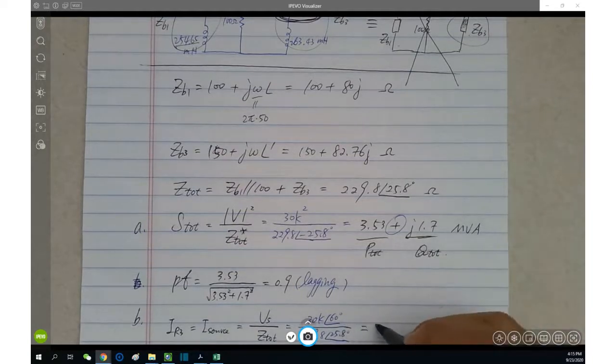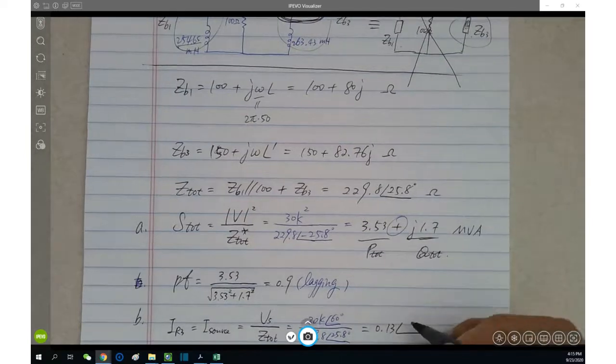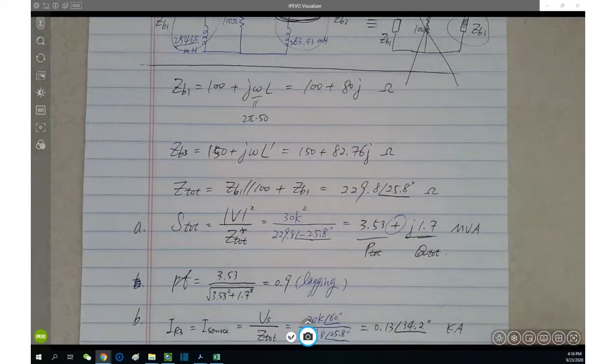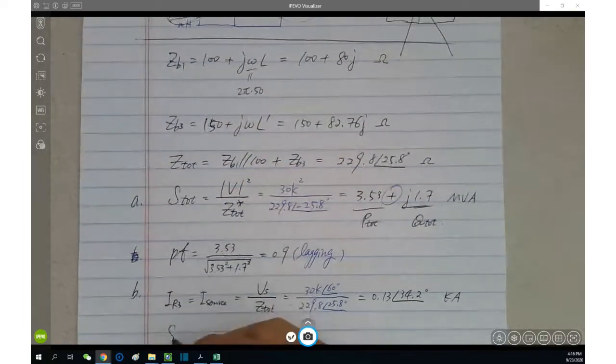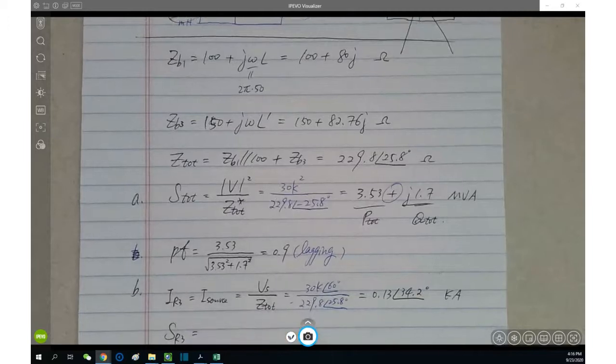And then, be careful, the unit is the kiloampere. It's kiloampere. So this is the current through the R3. And also, as I said, it is also the source current. So with this current, we go ahead, looking for the power of the R3.